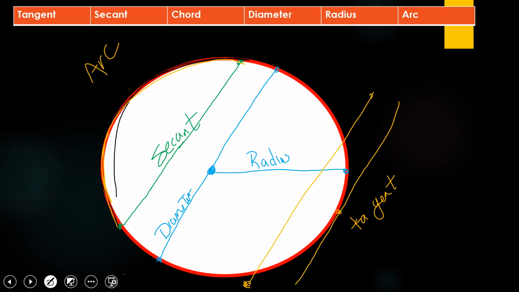Is it clear? Yes. Can you explain again the difference between secant and chord? The secant here, its endpoints are on a circle. But the chord, its endpoints are outside a circle. Okay, teacher, thank you.